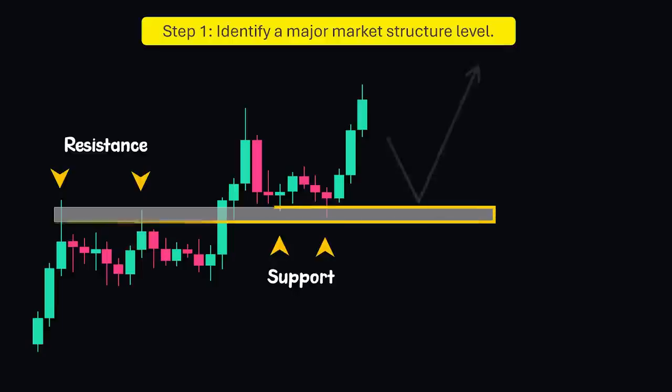Here, we have a major market structure level. If the price retraces back to this zone, we can anticipate another rejection to the upside. However, we are not going to enter a trade based solely on this level. We need additional confirmation that buyers are stepping in and that the level is likely to hold. So let's zoom in on one time frame lower to find that confirmation and look for an entry.